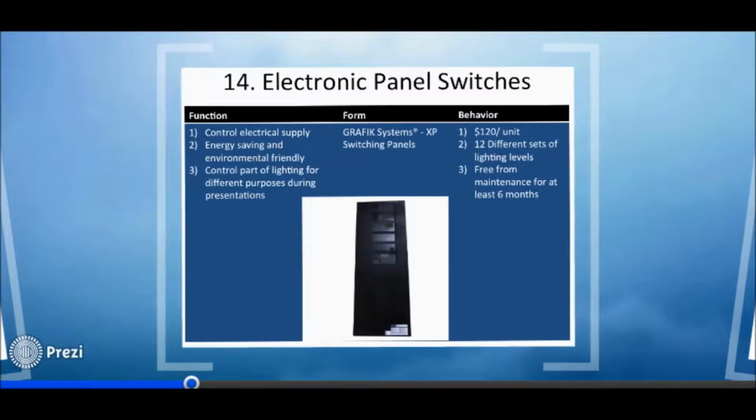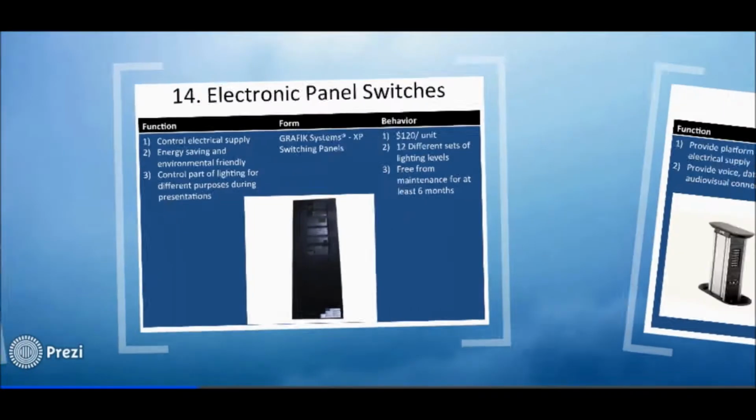The very new and fresh item we're going to include is the electronic panel switches. It controls electronic supply, so it is energy saving and environmentally friendly. It also is able to control part of the lighting for different purposes during presentations because it has 12 different sets of lighting levels, so presenters can choose whatever they want during their presentations for different effects.